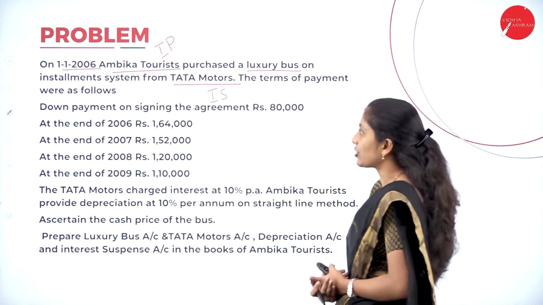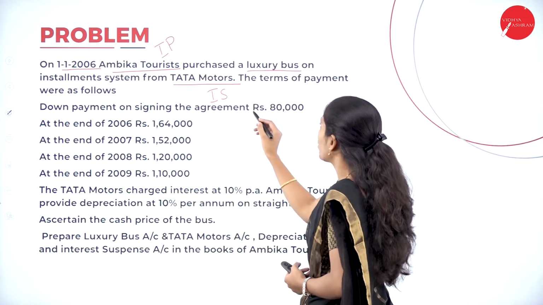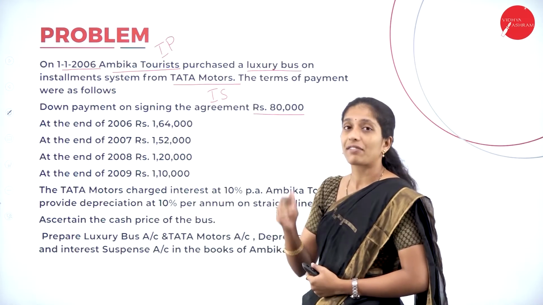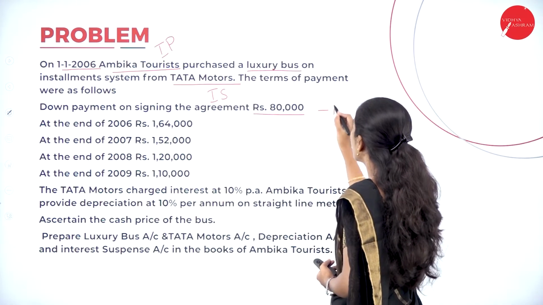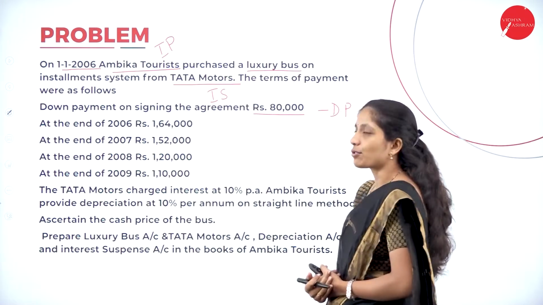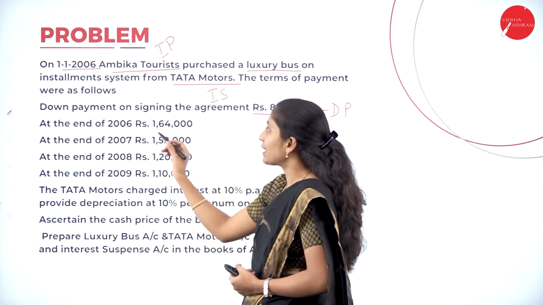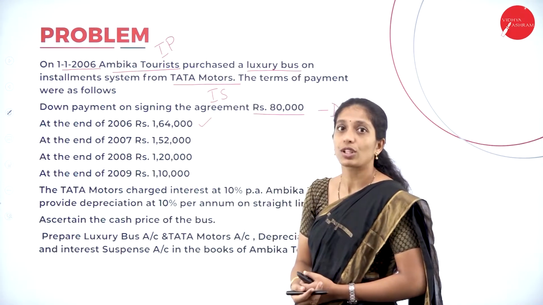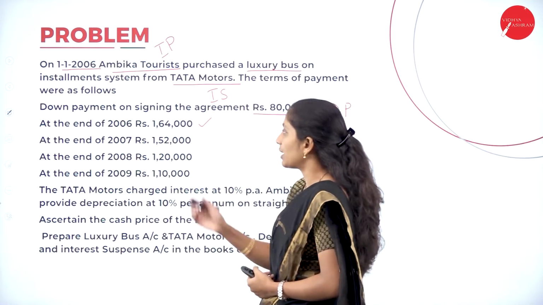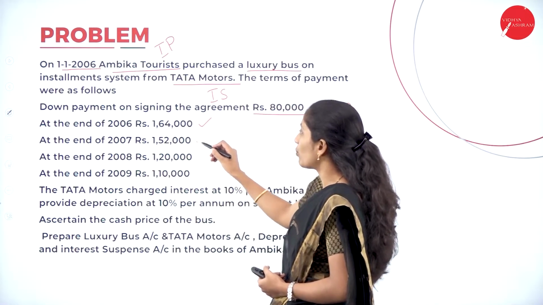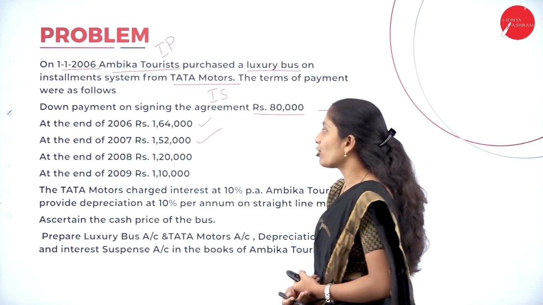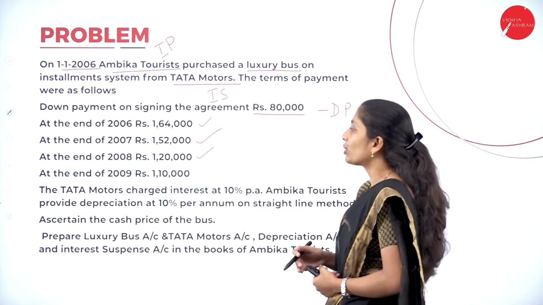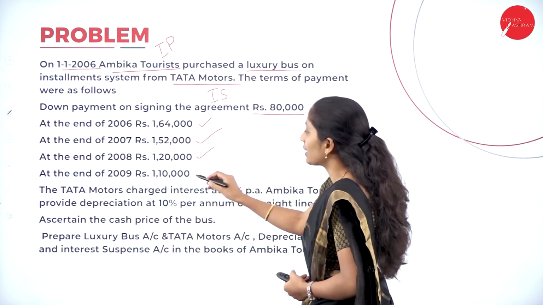The terms of payment were as follows. Let us see what the conditions are. Down payment on signing the agreement rupees 80,000. Now they have not given the cash price of the asset, but they have given the down payment. So what is it? Down payment, how much? 80,000. At the end of 2006, that is at the end of first year, how much have they paid? 1,64,000. At the end of second year, that is 2007, 1,52,000. And at the end of third year, that is 2008, 1,20,000. And at the end of fourth year, 2009, they have paid 1,10,000.